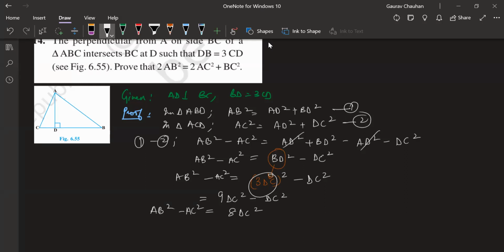Now I have reached a situation where the right side is in terms of DC square. Now I have to change DC in terms of BC. Why do I need BC? Because apart from AB and AC, I only have BC.